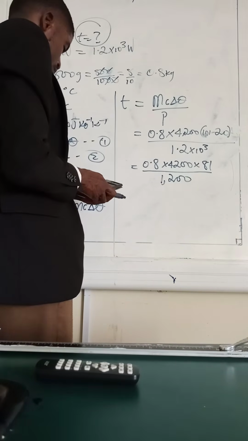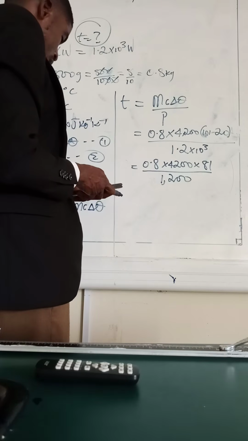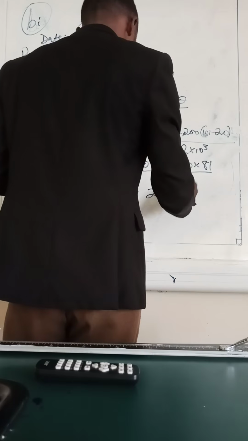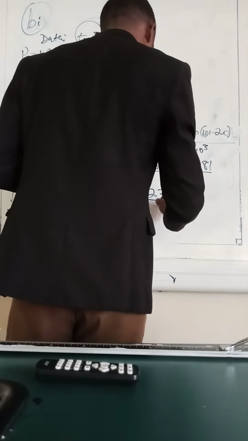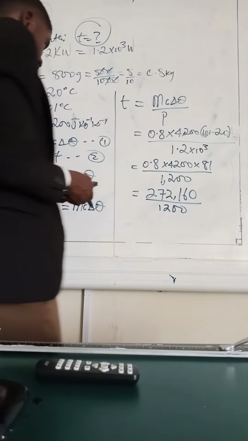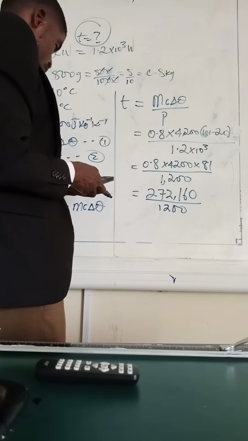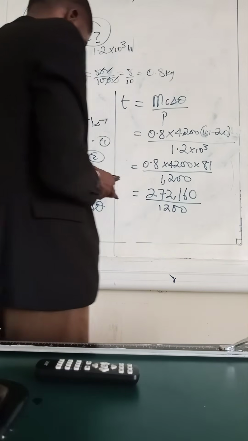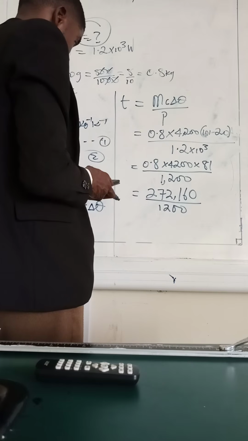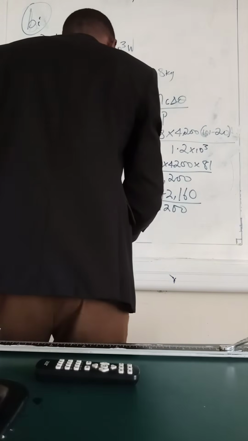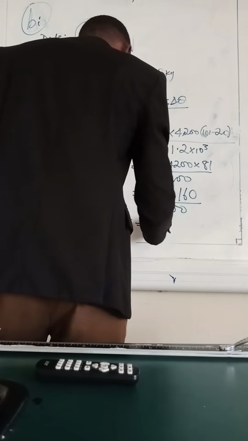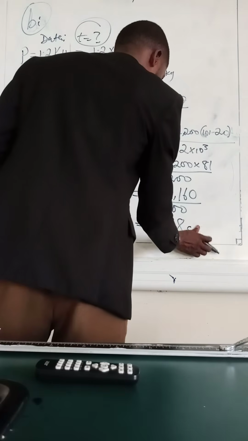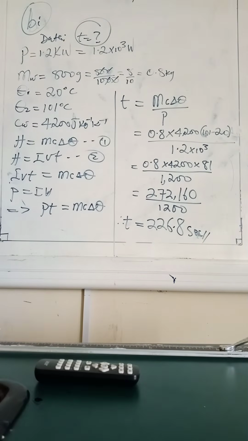0.8 times 4,200 times 81 gives a figure like 272,160. Divided by 1,200, that will give you what? Let's do it again: 272,160 divided by 1,200. Therefore, our time T is given as 226.8 seconds. That is our time.